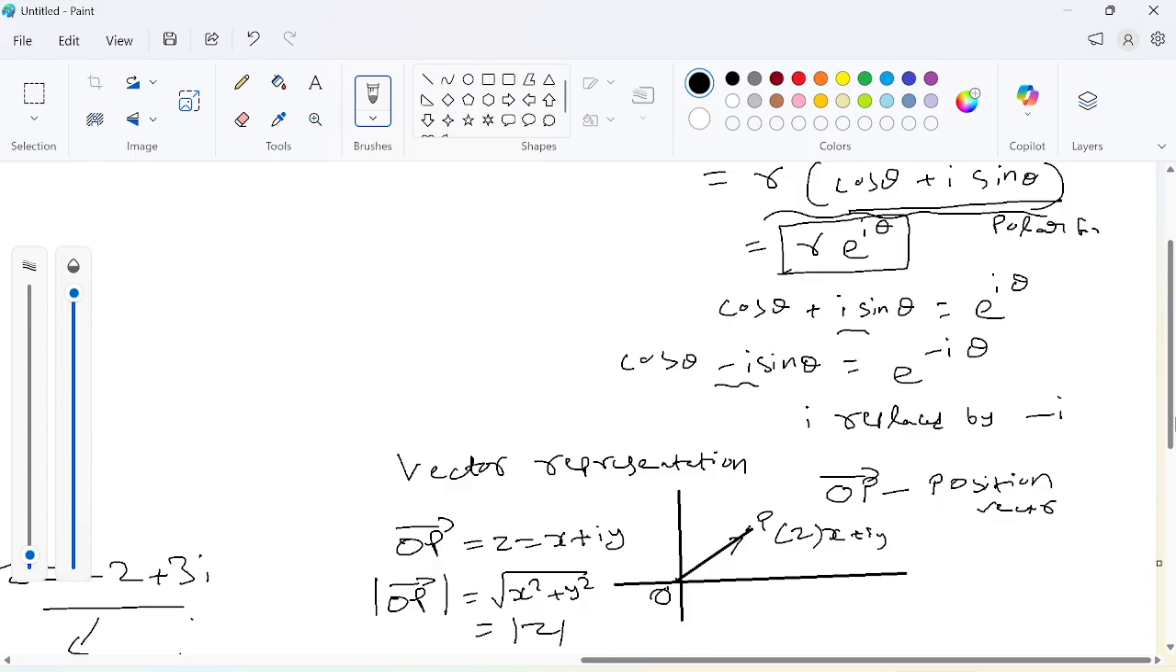In the next session, we'll be studying other topics like De Moivre's theorem, and we'll solve some problems and all that.